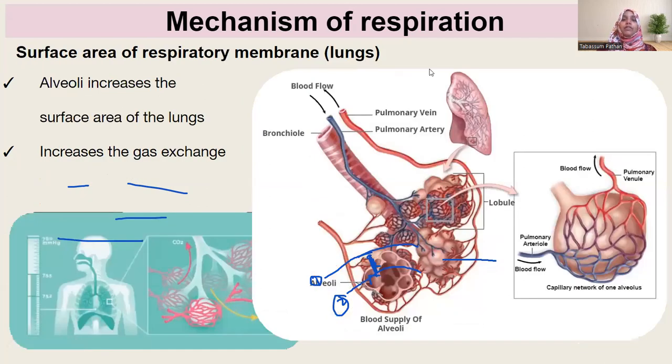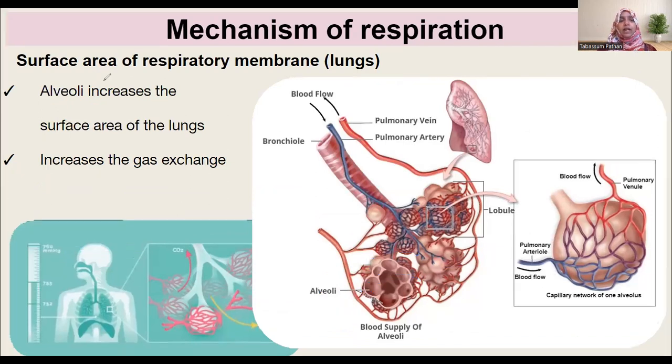Moving to the fourth factor, the surface area of the respiratory membrane, which is more because of the alveoli. You have come across surface area and studied it in detail in physics time and again. It increases the overall area. So the alveoli increase the surface area of the lungs, and this helps in increasing the gaseous exchange that takes place between the capillaries, the oxygenated or deoxygenated blood, and the alveoli.